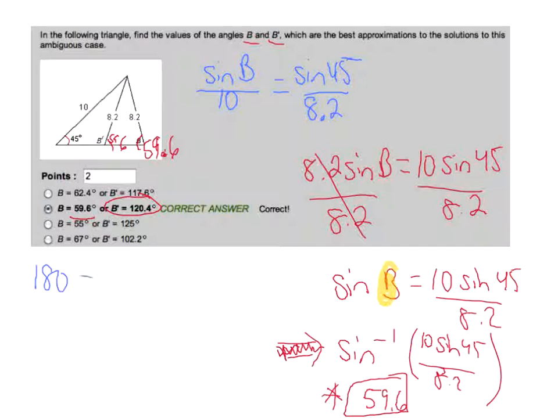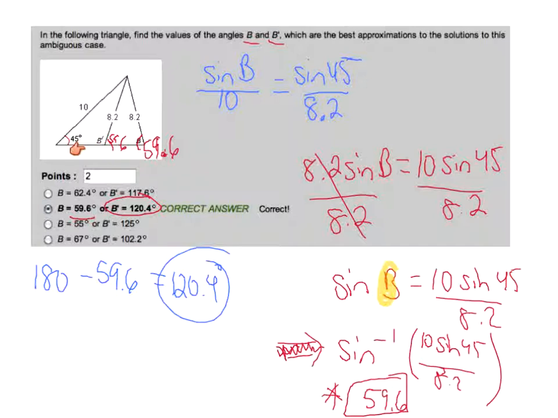Yes. It's going to be 180 minus 59.6 because they're both on a straight line, which means they're supplementary angles. They add to 180. So I'm just going to do 180 minus 59.6, and that's how they get their 120.4 for B prime. Everybody okay with that?